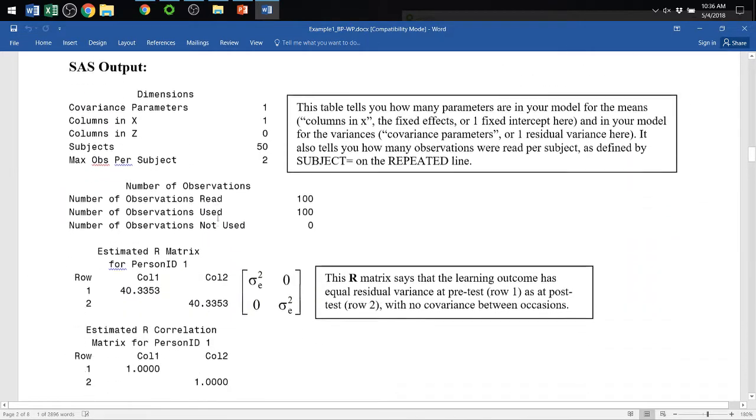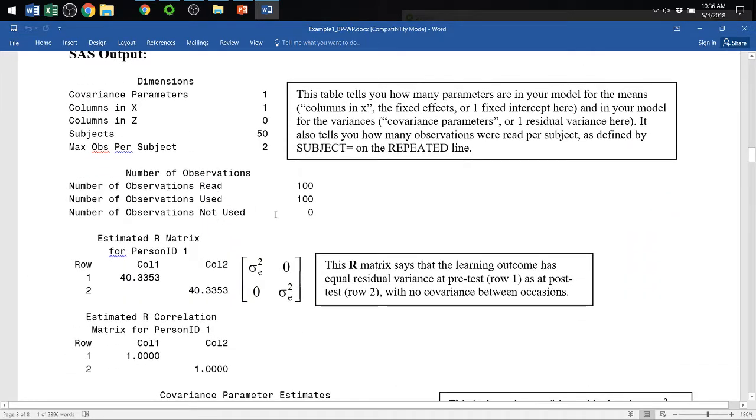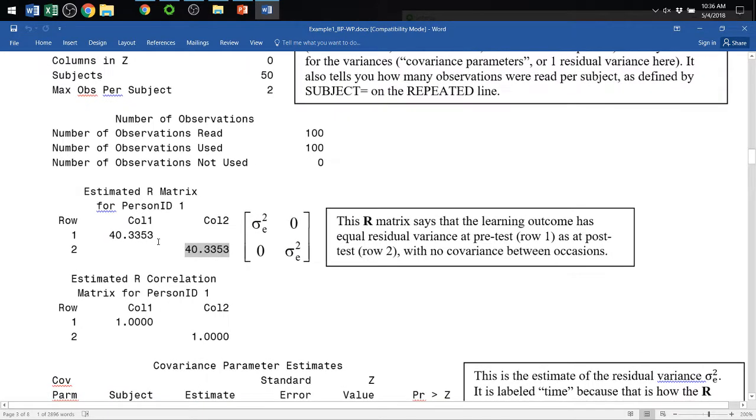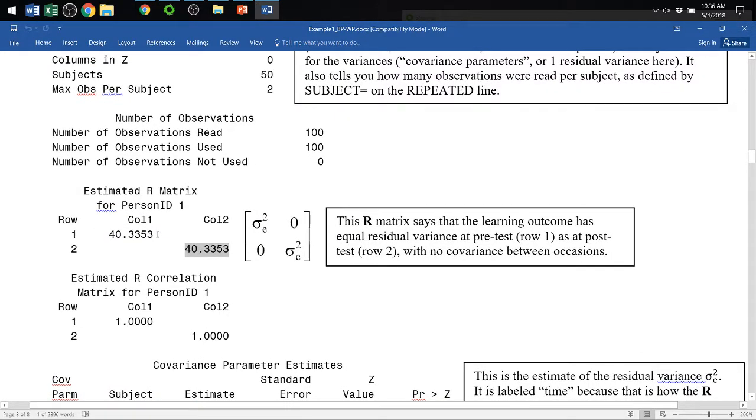So here is what SAS output looks like. SPSS output will look very similar. We get something called an R matrix. This describes the variance and covariance across time. So since we only have 2 occasions, the first entry here would be the variance at pretest across persons. The second is the variance across post-test, and they are the same number because that's what we told the model to do. We told it to make it the same number.